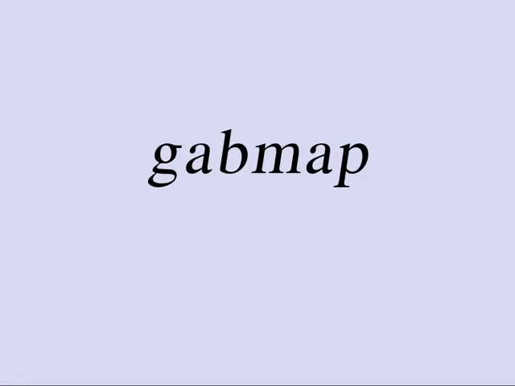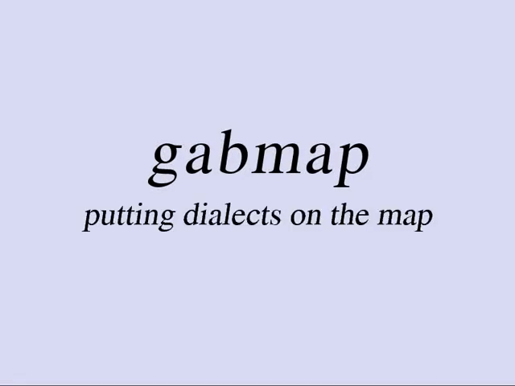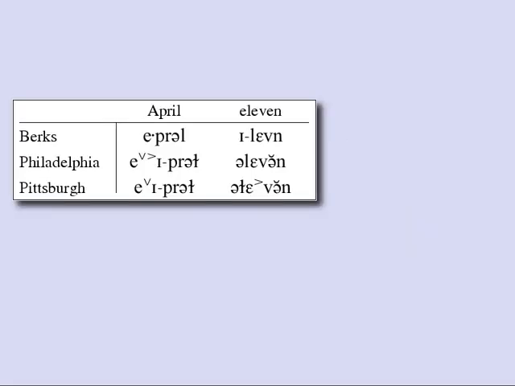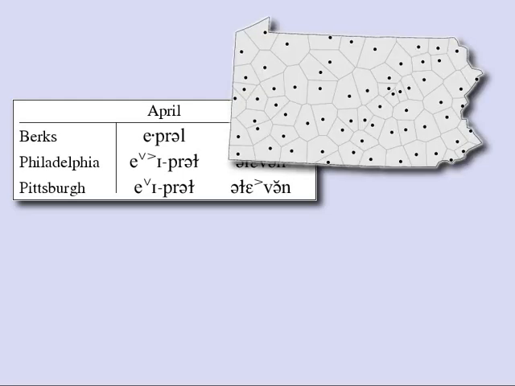Welcome to Gabmap, the web application that puts dialects on the map. We start with a table containing the phonetic transcriptions of several words as they are pronounced in different places. We also made a map of Pennsylvania. Each dot represents the location for which we have data.